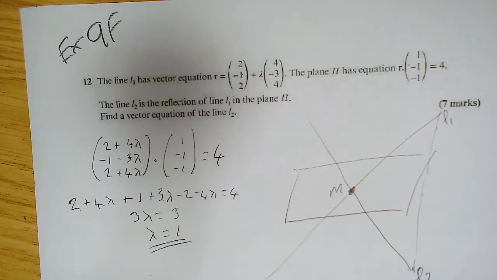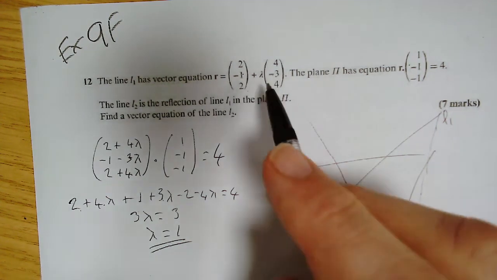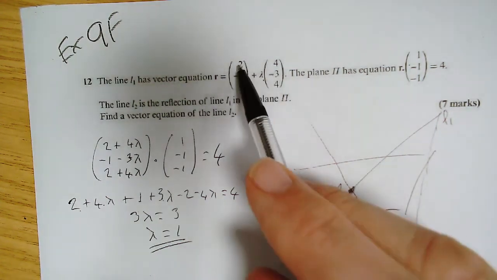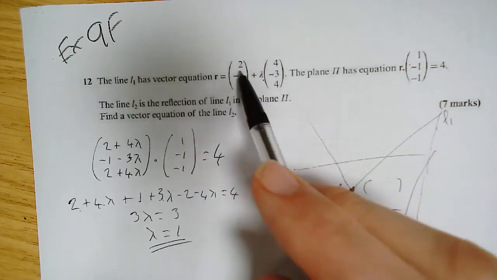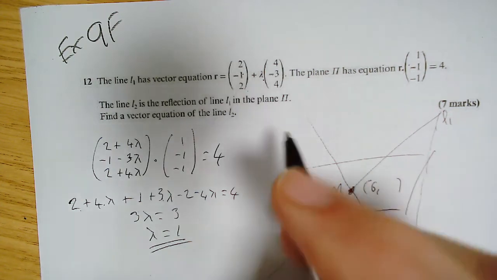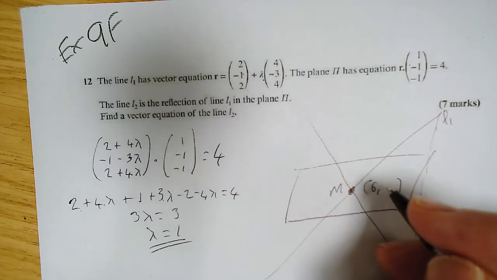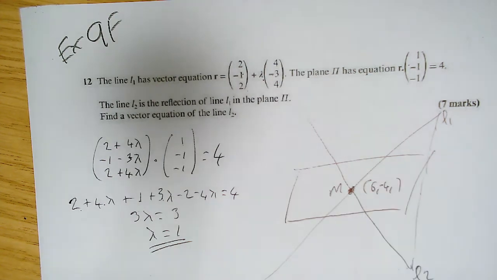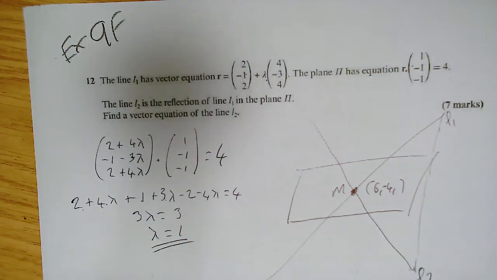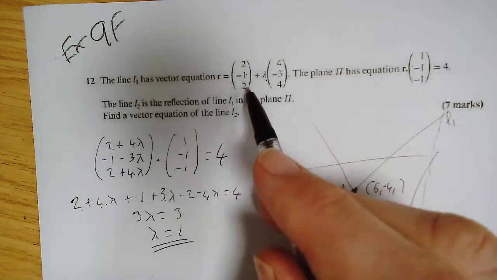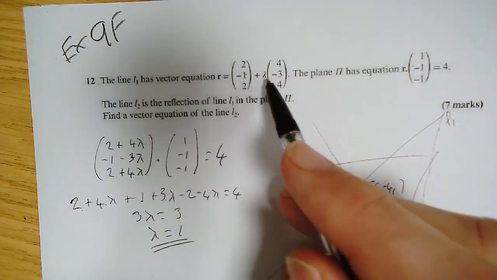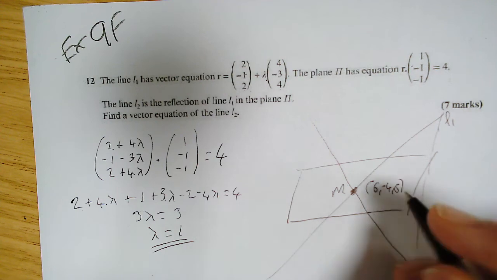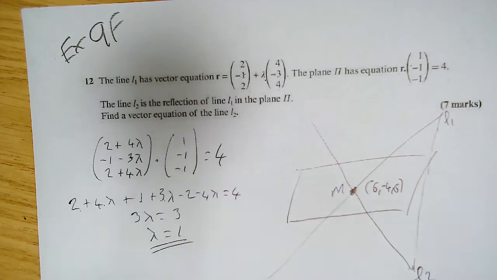So what that means is this point is when lambda's 1. So I'll just write the coordinates of that point. 2 plus 4 is 6. Negative 1, take away 3, negative 4, and the z is 2 plus 1 lot of 4, which is 6. So that's where the lines meet each other on the plane.